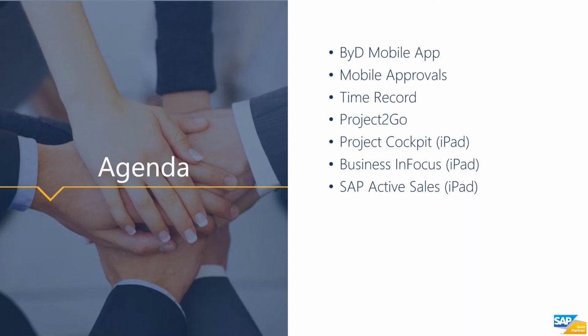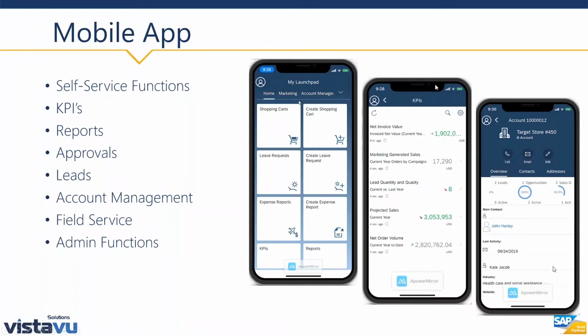The time recording app, we'll look at Project to Go, which is on your iPhone, and then we'll look at some iPad specific applications: the Project Cockpit, Business InFocus, and one that you may or may not know that's out there, but it's a very cool application specifically for distribution, manufacturers, people that are more in the product-based business, called SAP Active Sales. So with that, I'm just going to run through a quick couple of slides and tell you about each of the apps, and then we'll jump in and do some online demos of each of the different applications that are out there.